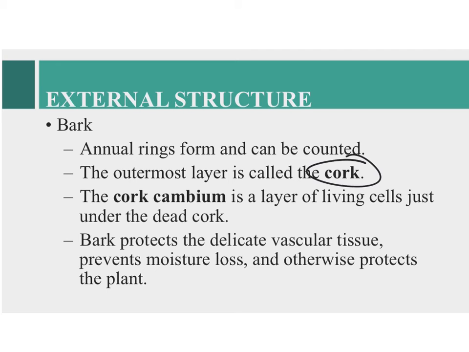Well, the cork cambium is a layer of living cells just under the dead cork, and this constantly divides through a process called mitosis, right? Let me make sure. Yep, mitosis. And that produces new cork cells. Because remember, the cambium is the part of the process that will grow to make the tree or the plant larger.